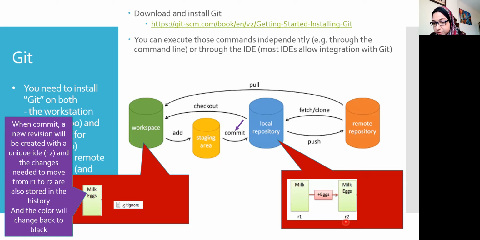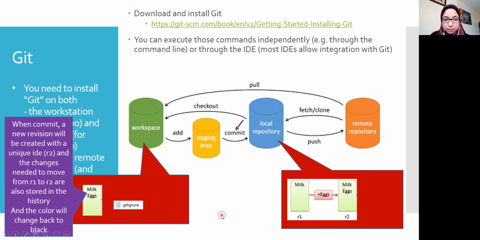In addition to that, the differences between R1 and R2 are also kept track of. So Git will have a copy of R1, another copy of the file that is R2, and then the differences between the two. That's how it toggles between the revisions. So if you want to go back from R2 to R1, it knows what to do to toggle between the revisions.